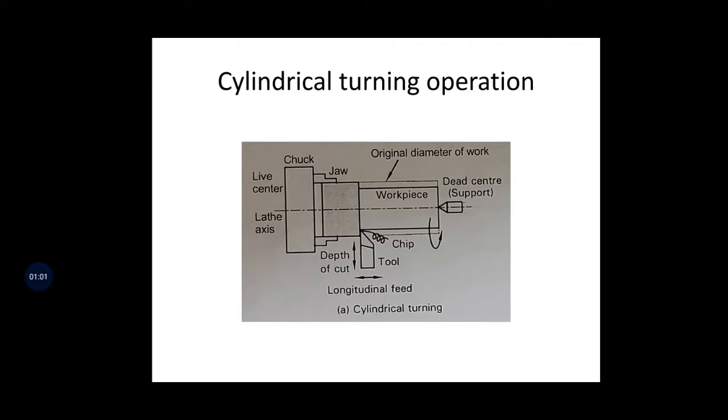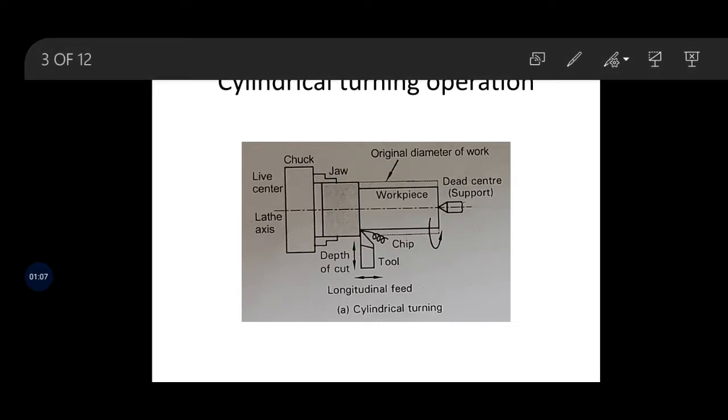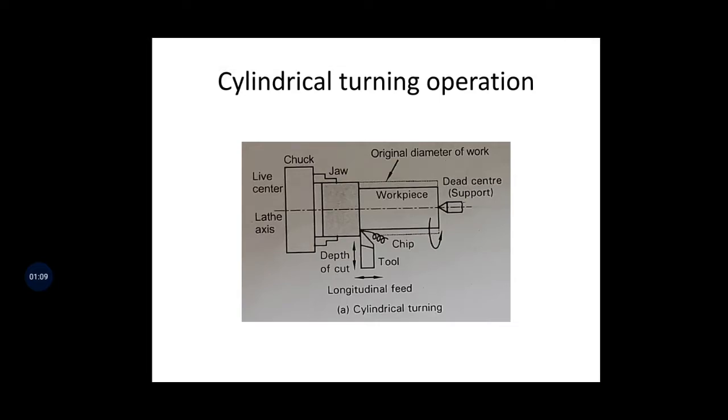First, the cylindrical turning operation. Cylindrical turning operation means we have to rotate the workpiece in order to reduce the diameter of the workpiece. So first, what is the setup here? How do we have to perform it?